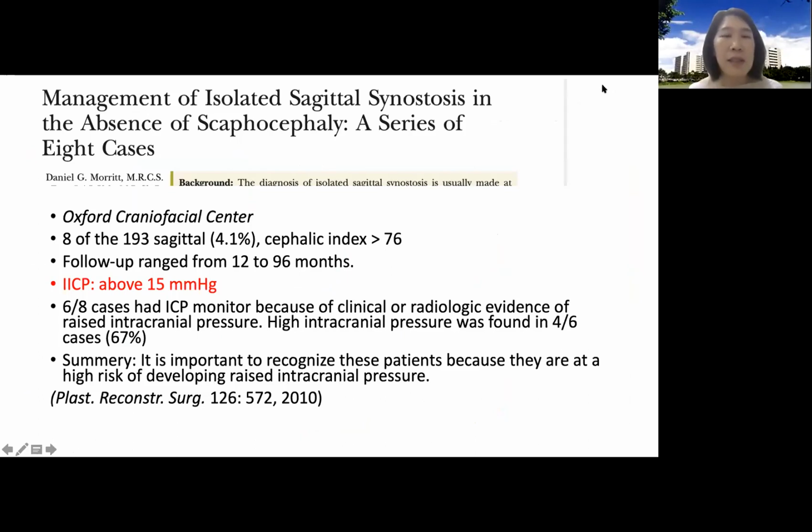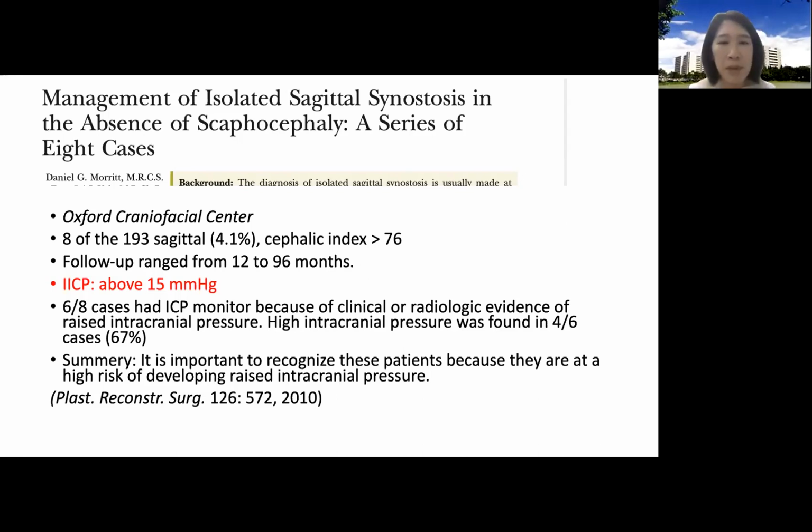I found that there's very few papers talking about sagittal synostosis without the scaphocephaly. Like this paper published in 2010, from Oxford. They found the incidence is around 4%. They defined increased intracranial pressure as above 15. There are only 8 cases and they did ICP monitoring in 6 cases. And they found 4 cases had increased intracranial pressure. So that's 67%.